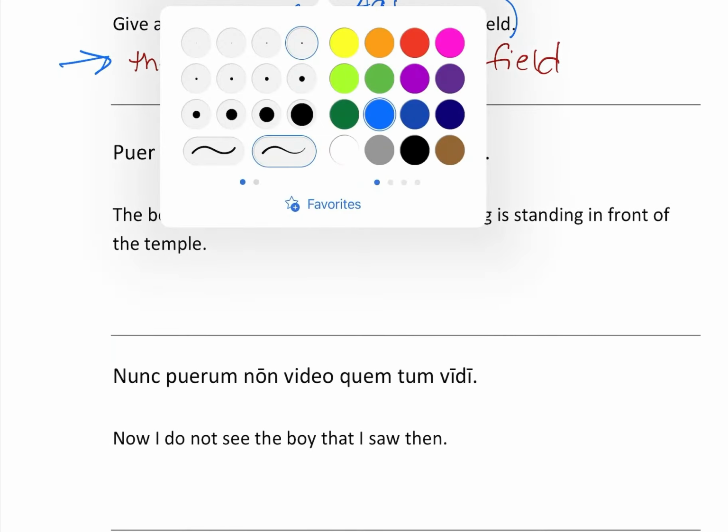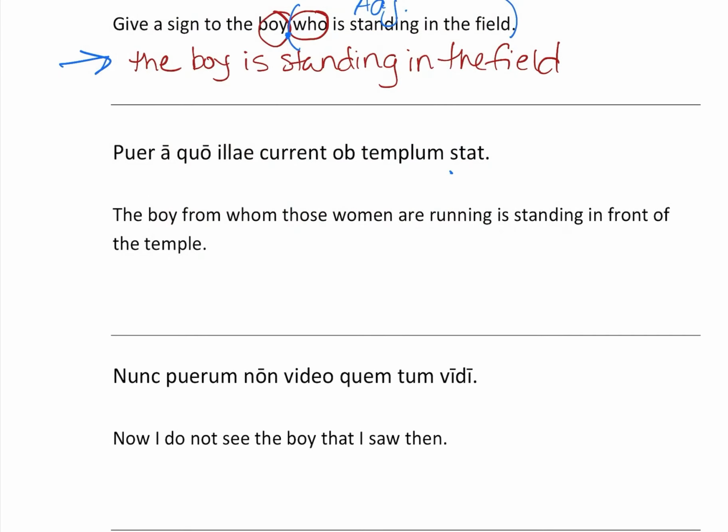All right, let's take a look here. The boy, so puer a quo illae currunt ob templum stat. The boy from whom those women are running is standing in front of the temple. So if you look here, we've got a "whom," which is one, but you need to go backwards a little bit because that's an ablative word that goes with it. From whom.